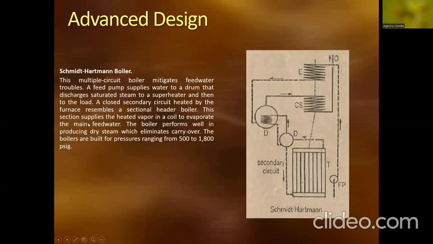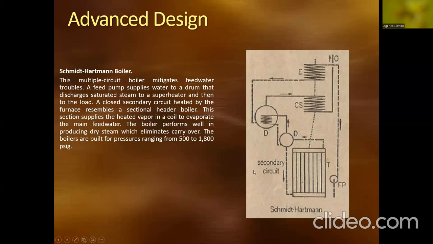Next, Smith-Hartman boiler. Ito to. Ito multiple circuit yan, di ba? This multiple circuit boiler mitigates feed water troubles. A feed pump supplies water to a drum that discharges saturated steam to a superheater and then to the load. A secondary circuit ito and then to the load.